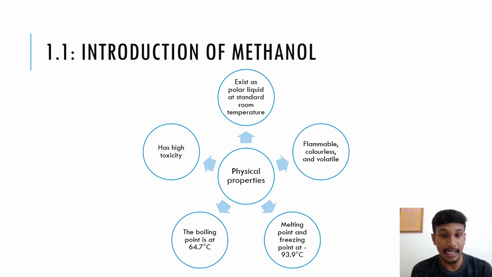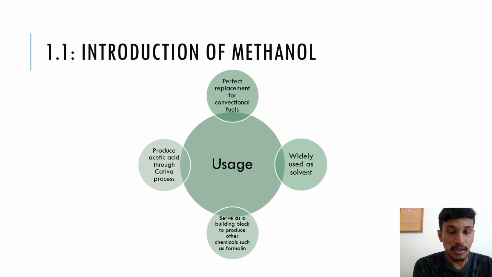First, it is highly toxic. Second, it is flammable, colorless and volatile. Third, it exists as a polar liquid at standard room temperature. Fourth, the boiling point is 64.7 degrees Celsius. Fifth, the melting and freezing point is minus 93.9 degrees Celsius. Here, we are going to talk about the usage of methanol.